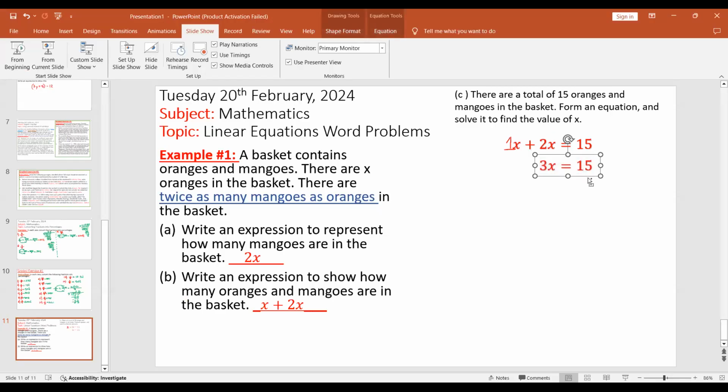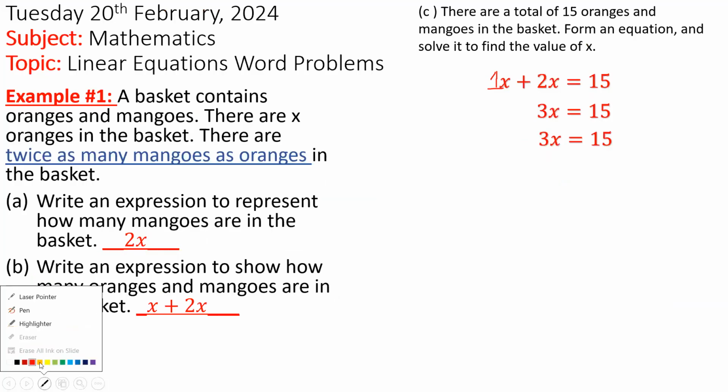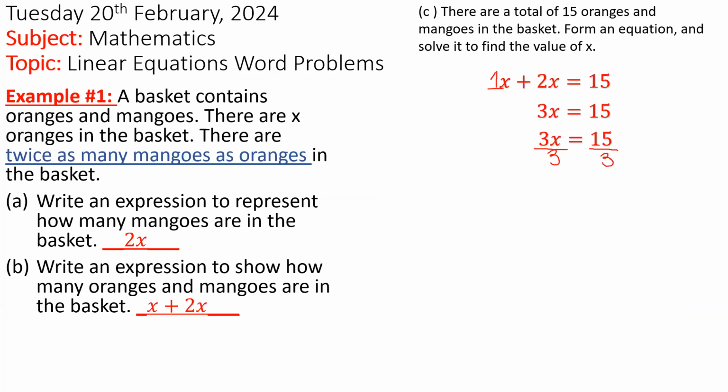Divide both sides by 3, so that we can cancel out that 3. We're going to divide this by 3, and divide this by 3. Then we cancel: this 3 cancels with that 3. So we get that x is equal to what?